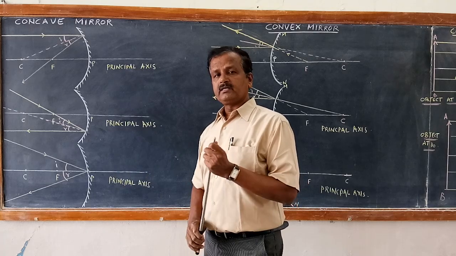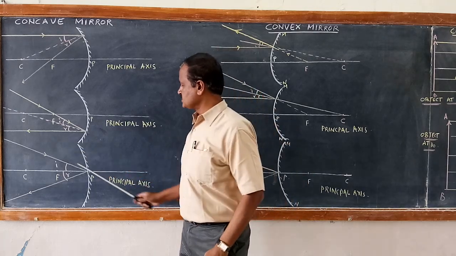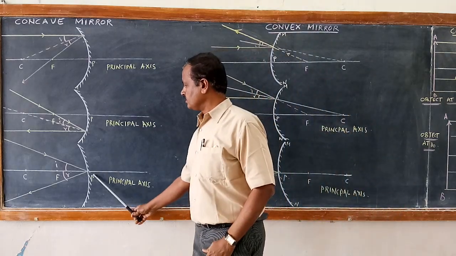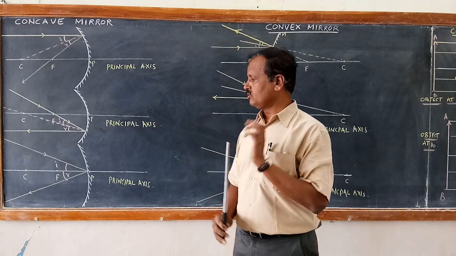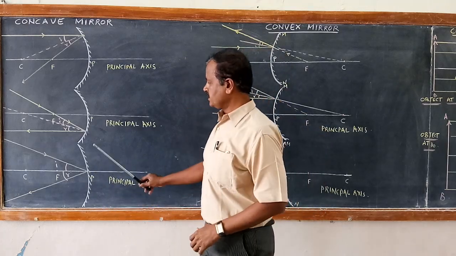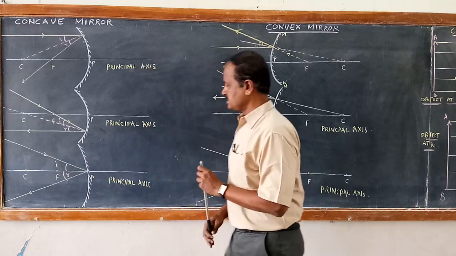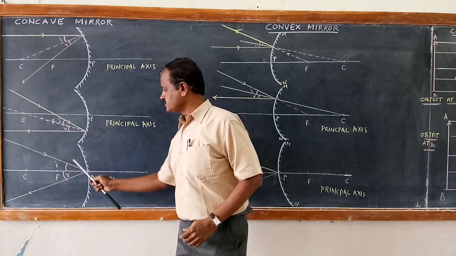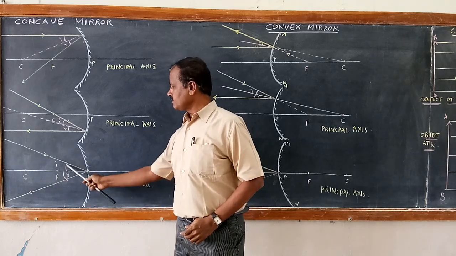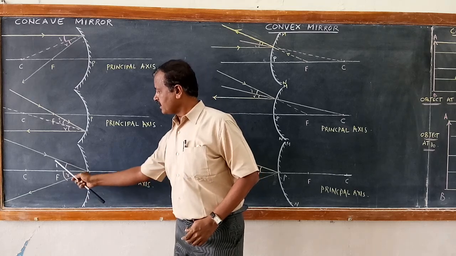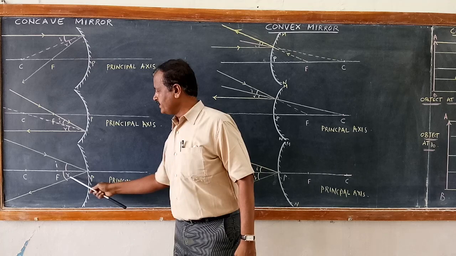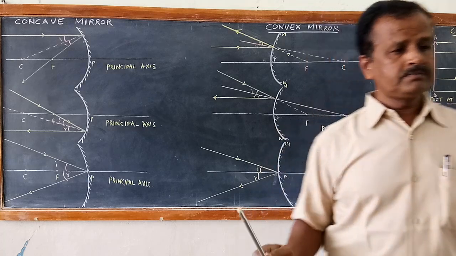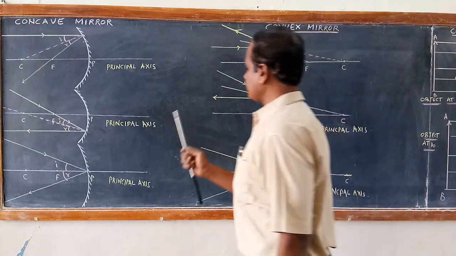This is the second one. The third one: if the incident ray falls directly on the pole at some angle i, then again follow that the angle of incidence is equal to the angle of reflection. Here the principal axis itself becomes the normal. Again follow the law of reflection: the angle of incidence is equal to the angle of reflection. If you follow that, you will find that the reflected ray will be exactly in the opposite direction on the same side. So this is how we follow angle of incidence equal to angle of reflection.